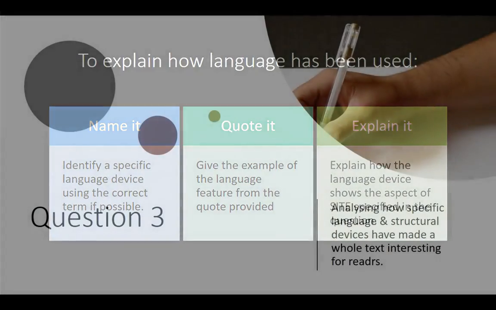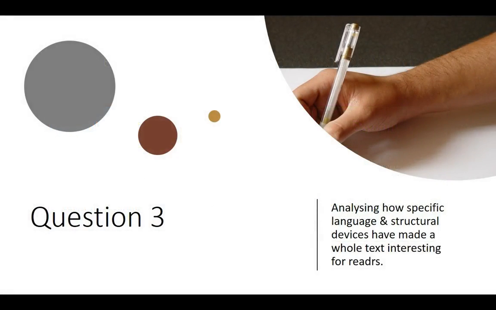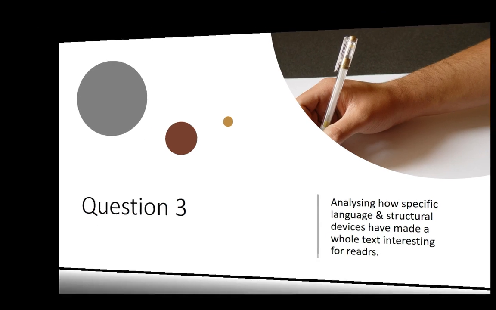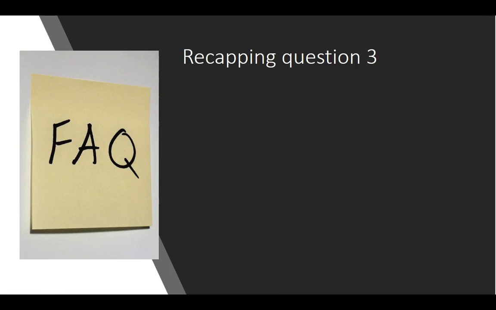Question 3 on paper 2 is the analysis question. So we're going to spend a bit of time now looking at this and thinking about how we analyse specific language and structural devices across a whole text in terms of how they're being used to make that text interesting for readers. So let's recap question 3.